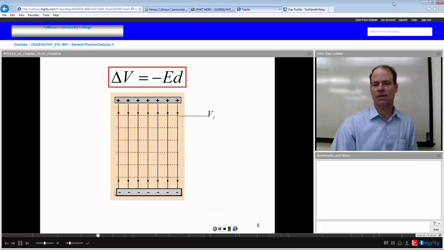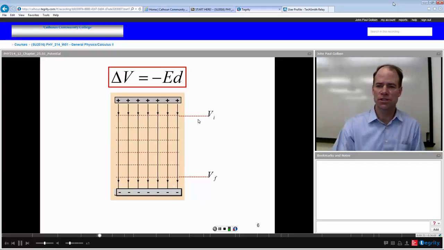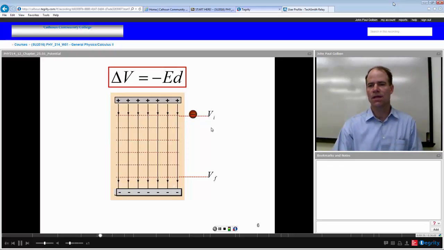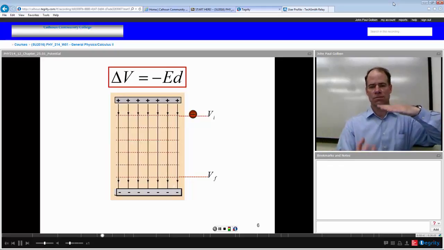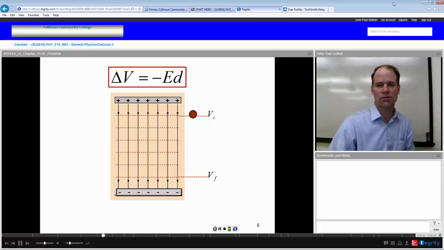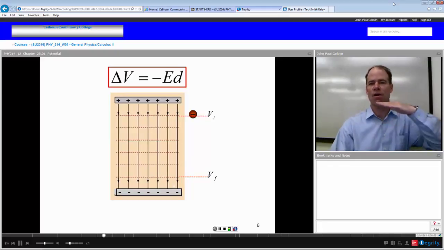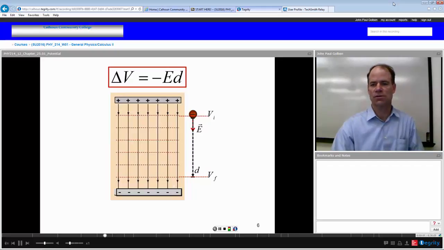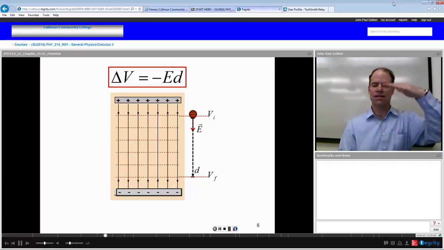Here's how it might look. We have 2 charged plates. We have a uniform E field between them. If we had a positive charge starting at an initial position where this V sub I is, it's going to fall to a new potential, V final. In other words, in a dynamic sense, it's going to be repulsed by its positive plate and attracted to the negative plate. So it's going to move towards the negative plate. But in essence, it's going to fall from a higher potential to a lower potential. And its change in potential will be a negative E times that distance D.